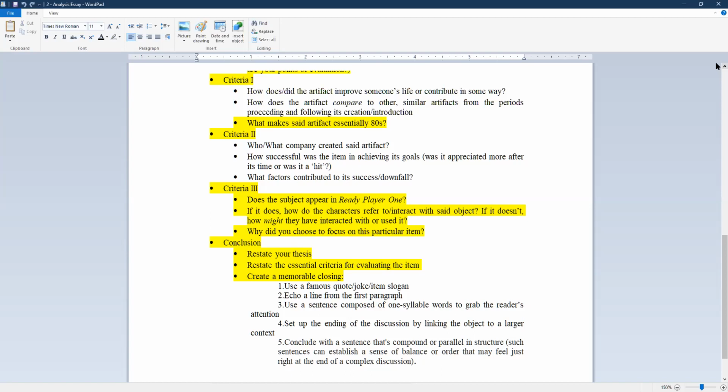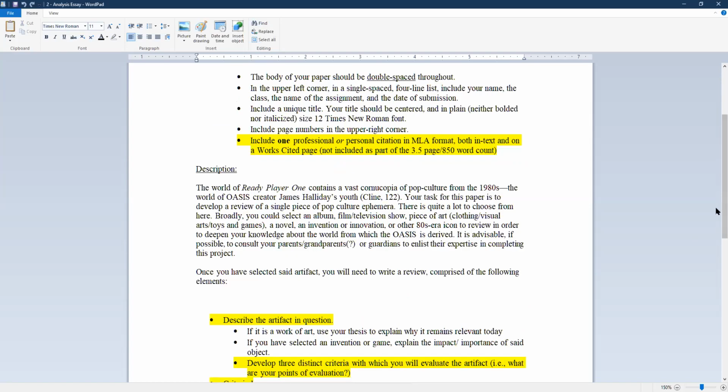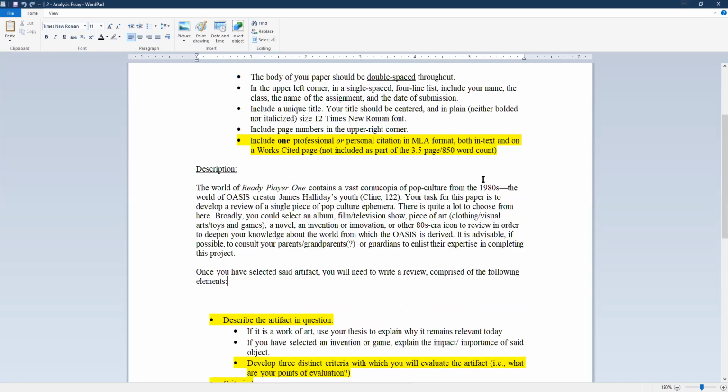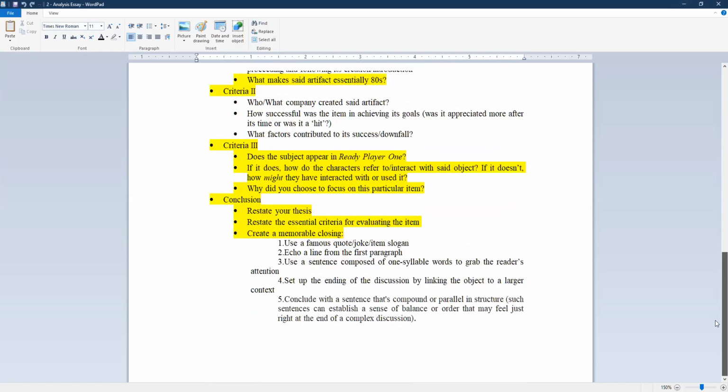Okay. And then in the conclusion, of course, we take the regular steps that we always take for any essay. You restate your thesis and maybe readdress or just remind your reader about what the essential criteria for its evaluation were, and then try to create a memorable closing. And I wrap that up by mentioning 4 or 5 specific closing techniques that may work for you. It's nothing too revolutionary.